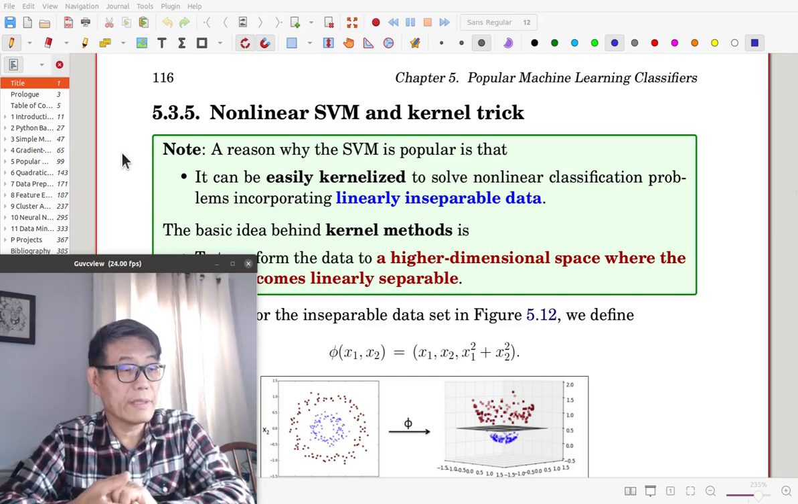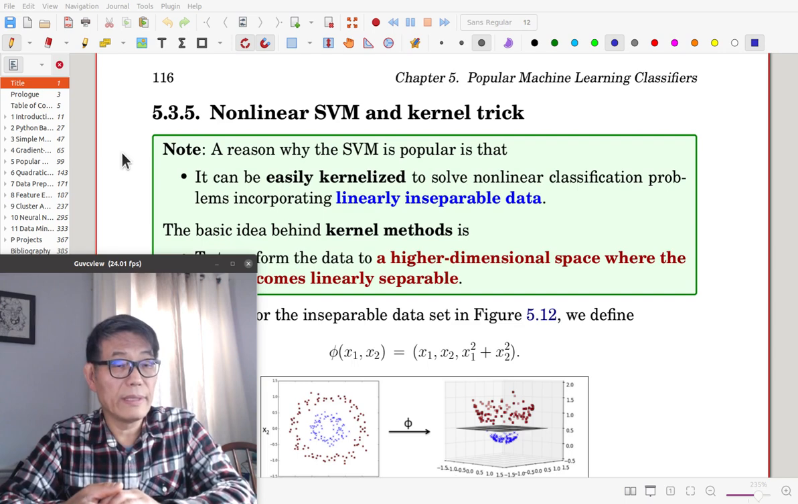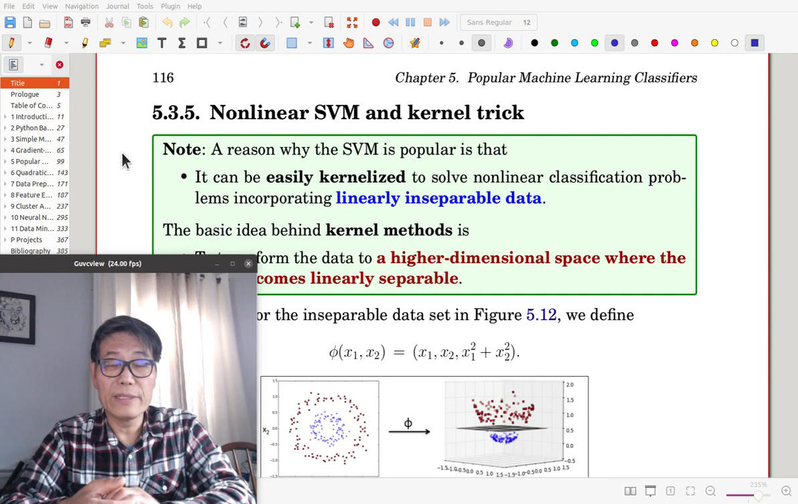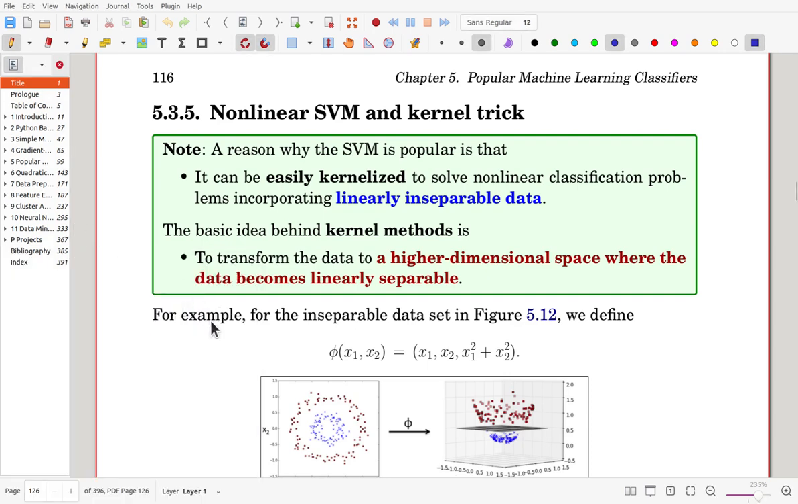It is section 5.3.5, Nonlinear Support Vector Machine and Kernel Trick. A reason why the SVM is popular is that it can be easily kernelized. That means it can be easily non-linearized to handle inseparable data. The basic idea behind the kernel method is to transform the data to a higher dimensional space where the data becomes linearly separable. Look at this example.